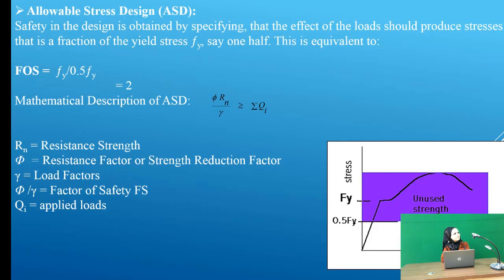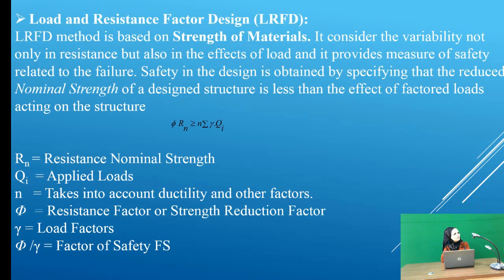So the mathematical description of allowable stress design is phi Rn over gamma greater than or equal to summation of Qi, while in load and resistance factor design, phi Rn is greater than or equal to summation gamma Qi. As we mentioned before, load and resistance factor design is the more economical design method, recommended by the steel structure manual, and takes advantage of the full strength of the section.